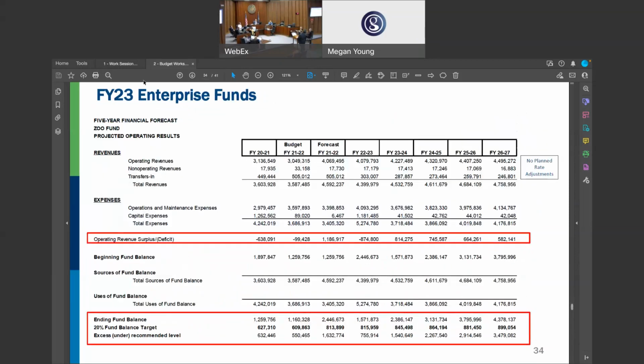So the forecast for the zoo shows continued gradual reduction of the HTAX subsidy for the zoo. And even with that shows continued net revenue growth that creates capacity for additional investments in improving the customer and animal experience. And this says no planned rate adjustment, meaning there'll not be an increase in prices. It means for planning purposes of building the forecast, I've not built in any assumption of revenue adjustments.